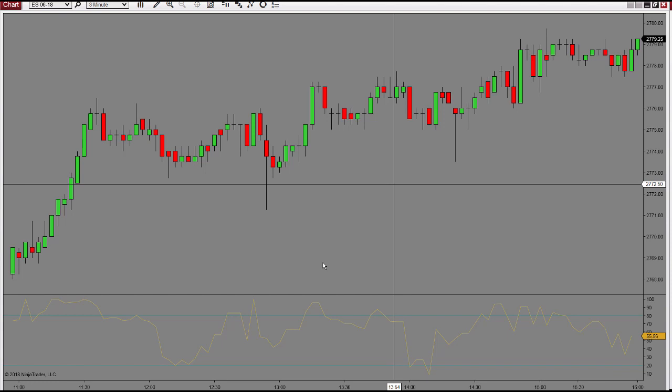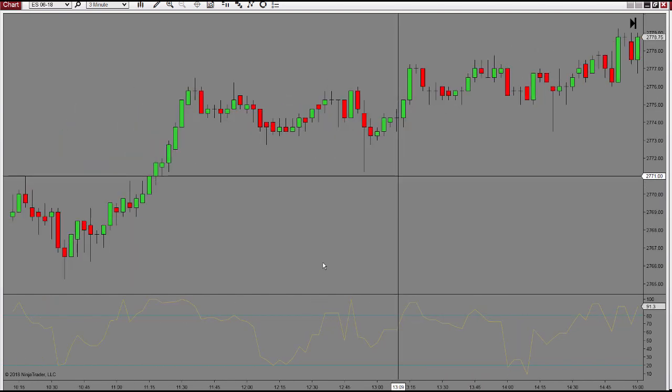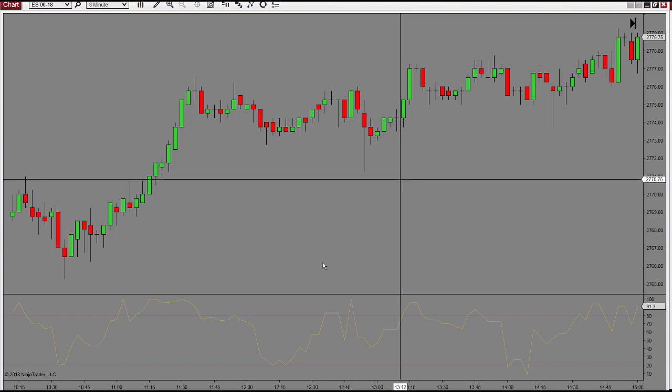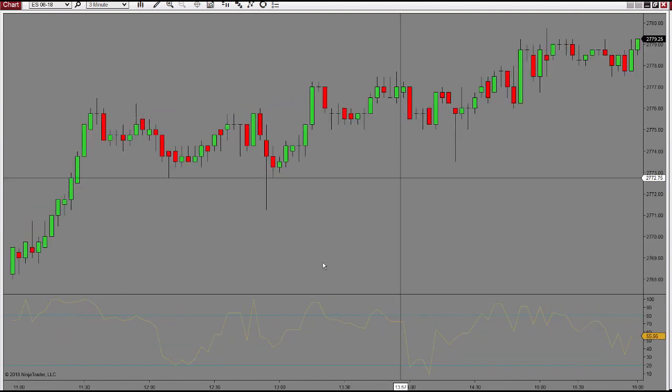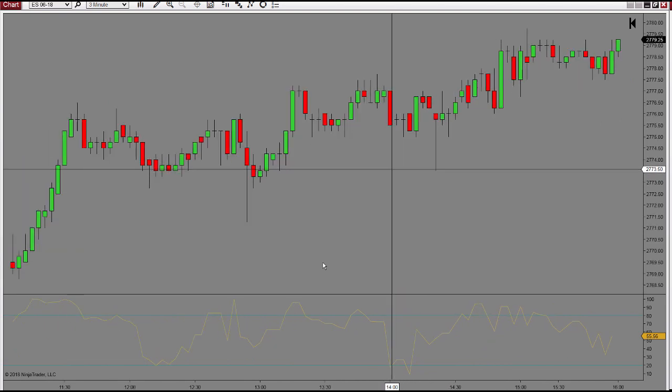Now, I have found several applications of this, and we're going to talk about just a couple here today. I'm not going to go into a bunch of detail, but I just want to give you all an idea of different things that I like to use stochastic for. So let's talk about market structure a little bit.